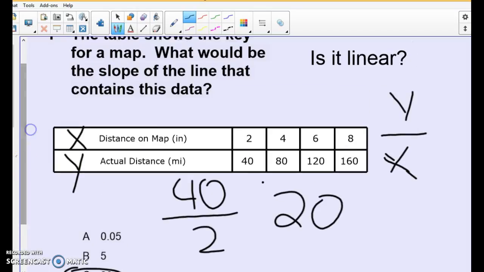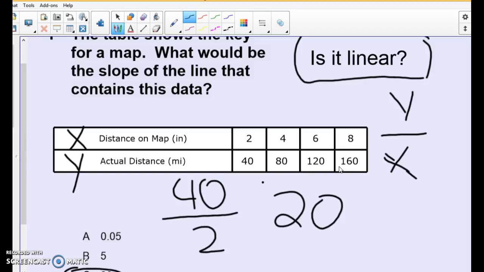And then this part right here is asking if it's linear, and that just means that if I graph it, is it going to be a straight line? And the way to tell that is if it's changing the same every time. So since this is going from 40 to 80 to 120 to 160, it is changing 40 every time. So it is linear. We can tell it's going to be a straight line.